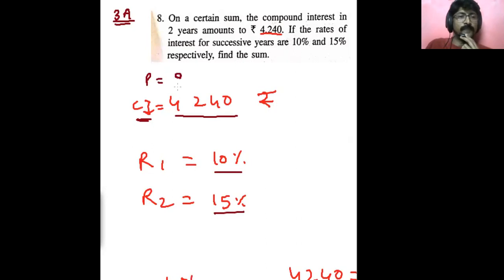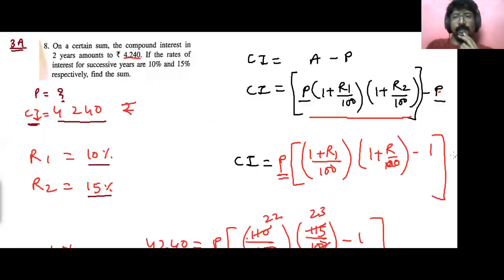So how are we going to get the principal? Same thing, guys. We'll have to use the compound interest formula very carefully. Because look at this, compound interest का formula क्या है? Amount minus principal, isn't it? So CI for successive years formula क्या बनेगा? CI is equal to P open the bracket 1 plus R1 upon 100, 1 plus R2 upon 100. Because the rates for 2 years are given, we use this formula, minus principal. Because compound interest is amount minus principal, and this is the amount for successive years, isn't it? Minus principal. I hope you understood this. Very basic and very easy.